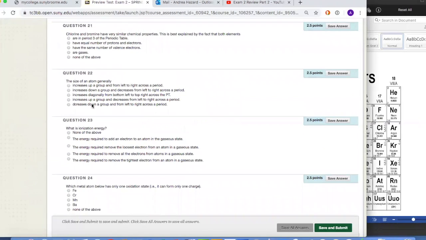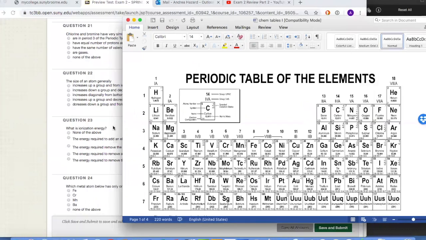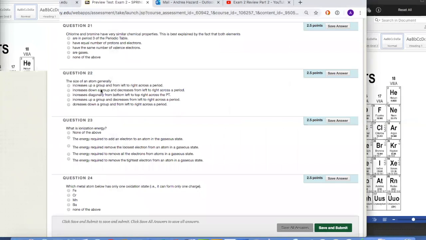So question 22, the size of an atom generally increases up a group and from left to right across the periodic table. So basically, if we remember the periodic trends, size increases down a table because we have more electron shells filled, and each shell is larger than the last. So it's not going to increase up a group, so it's not that. Okay, it does increase down a group. And then decreases from left to right.